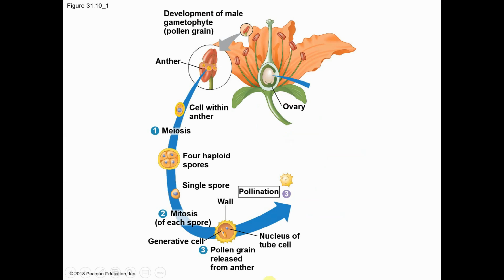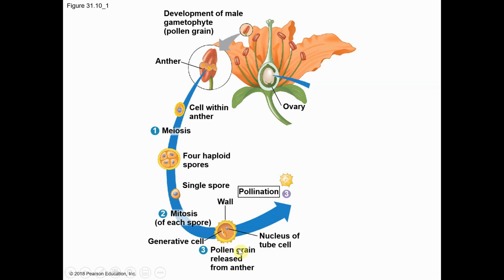Let's take a look. We were at understanding this diagram here with the male portion of the flower. The male gametophyte is the pollen grain, and that is inside the anther here. If you look inside the anther, there are cells. Those cells undergo meiosis and produce spores. So this is the sporophyte producing spores. From there, a single spore undergoes mitosis and makes a pollen grain. That will now be the gametophyte that will make the gamete.